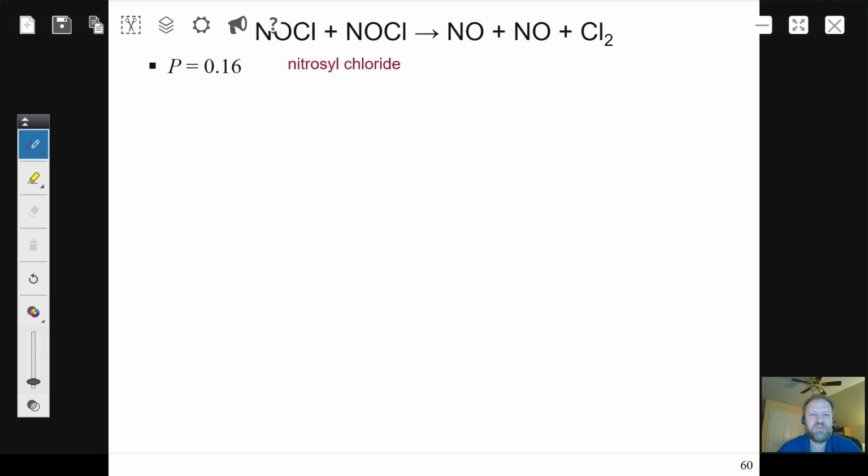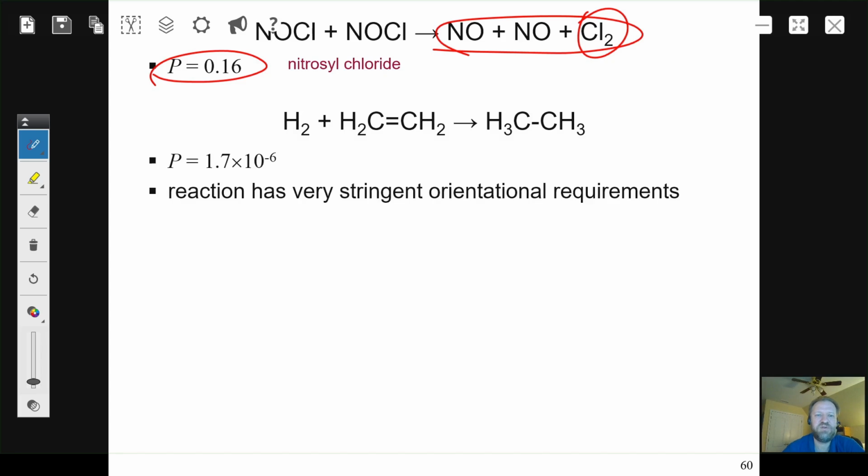Let's consider a couple of examples. So we have, again, so-called bimolecular reactions where you have two nitrosyl chloride molecules colliding, going on to form products, the two nitrogen oxides and diatomic chlorine. In this case, we can see that the steric factor was estimated to be about 0.16. Well, what does it tell you? Well, it tells you that there is certainly some orientational dependence present in the reaction, but it's not severe.